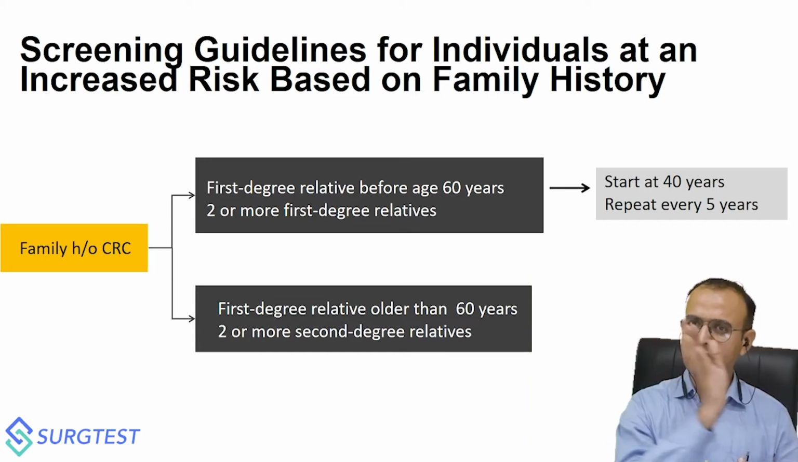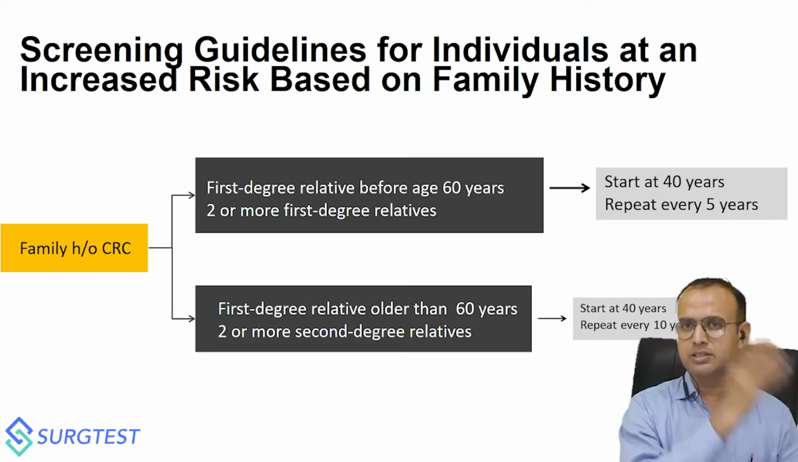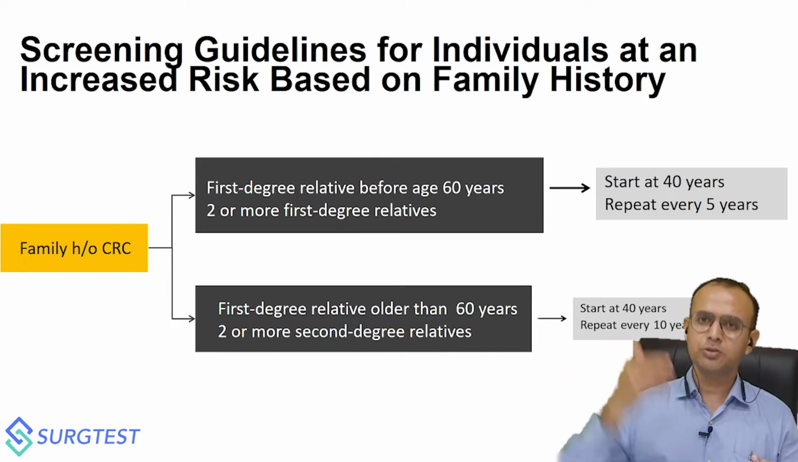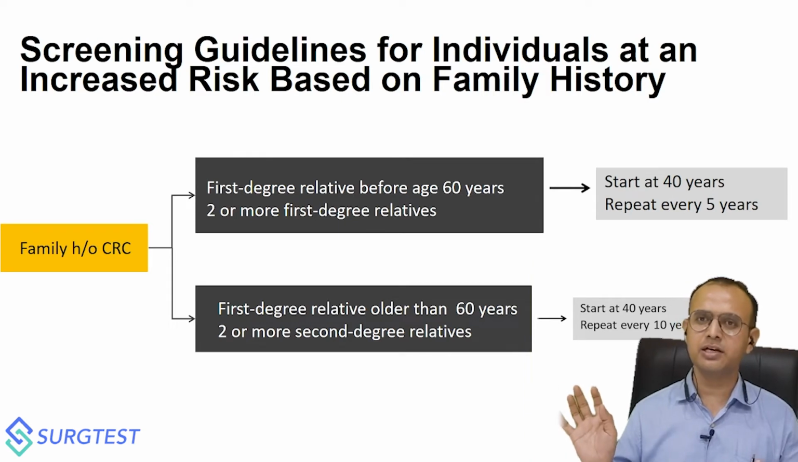What we have seen, average risk we have taken up. It's very easy. Start at 50: colonoscopy every 10 years, sigmoidoscopy, virtual colonography, double contrast barium every 5 years, stool DNA every 3 years, FIT or FOBT every year we have to do.